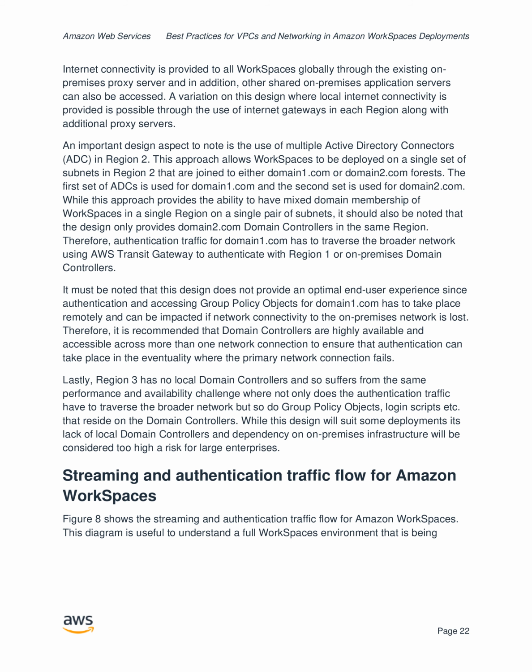Therefore, authentication traffic for domain1.com has to traverse the broader network using AWS Transit Gateway to authenticate with Region 1 or on-premises domain controllers. It must be noted that this design does not provide an optimal end-user experience since authentication and accessing group policy objects for domain1.com has to take place remotely and can be impacted if network connectivity to the on-premises network is lost. Therefore, it is recommended that domain controllers are highly available and accessible across more than one network connection to ensure that authentication can take place in the eventuality where the primary network connection fails.